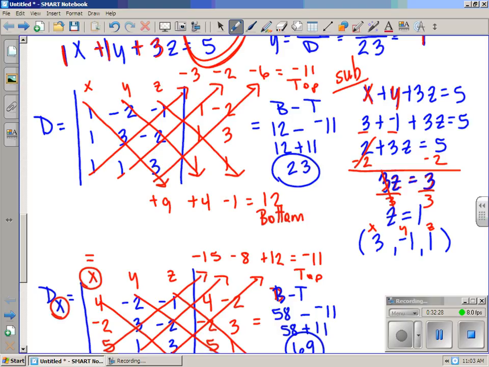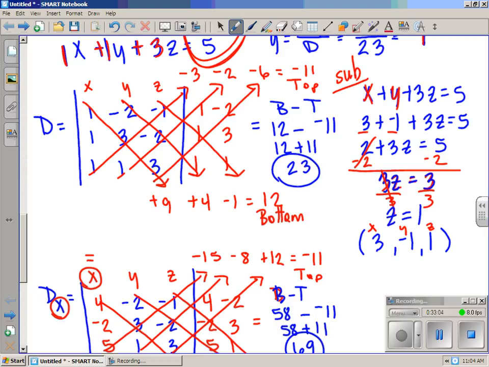To find any determinant, your first column is x, second column y, third column z. Sometimes they change up the variable and make it a, b, and c. A would be the first column, b would be the second column, and c would be the third column. To evaluate it, you rewrite the first two columns. Then you multiply diagonally down, add those three numbers to get the bottom number. Multiply diagonally up, add those together to get the top number. And then to evaluate the determinant, it's the bottom minus the top.